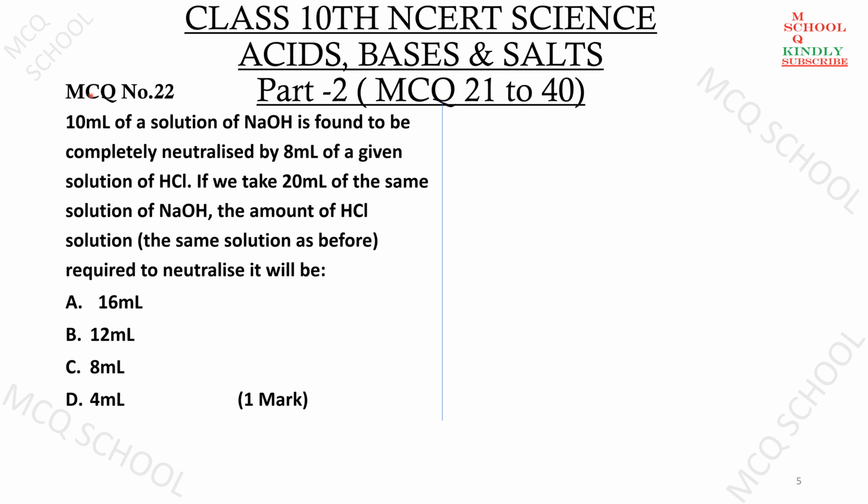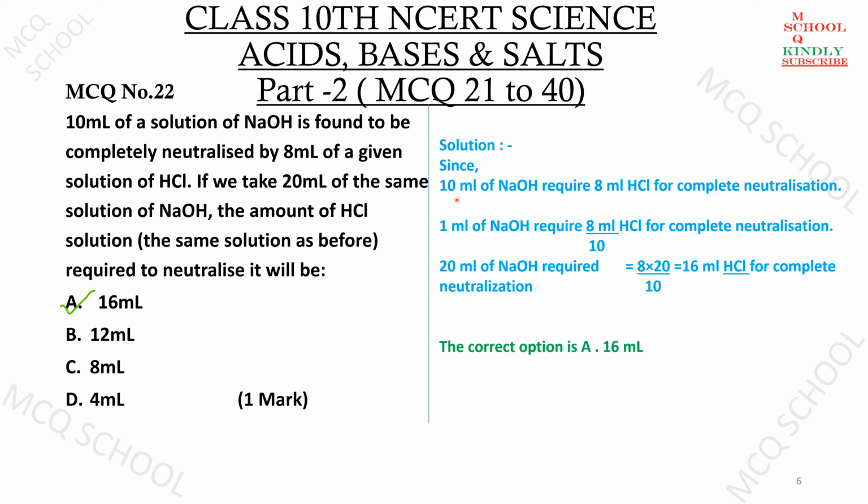Let us take MCQ number 22. 10 ml of a solution of caustic soda is found to be completely neutralized by 8 ml of a given solution of acid HCl. If we take 20 ml of the same solution of NaOH caustic, the amount of HCl solution required to neutralize it will be 16 ml, 12 ml, 8 ml or 4 ml. So what's the answer as per you?